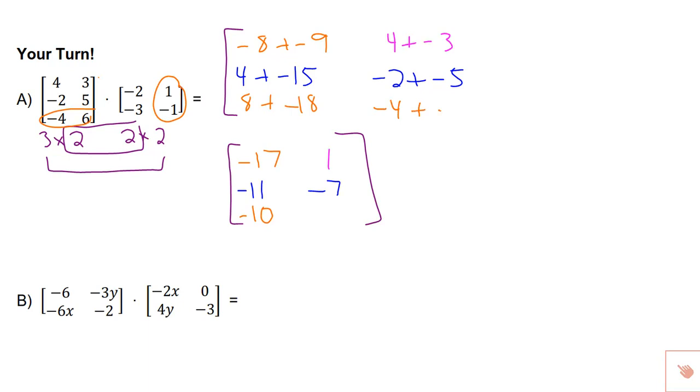Negative 1 times 6. Add them together. And that is your final matrix. It does have the dimensions of 3 by 2, just like we predicted, so that's a good indication that we did everything correctly. You could also plug them into your calculator and check and see if you got the same thing. Just remember that the order does matter, so write the first matrix first and then the second matrix.